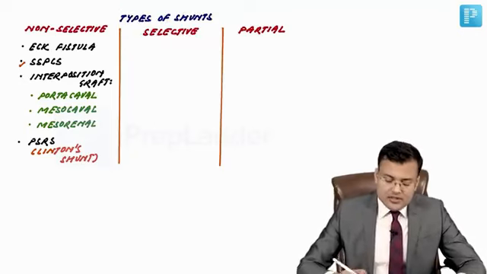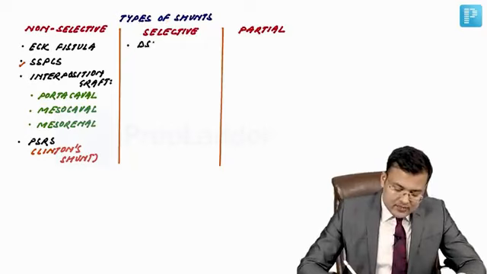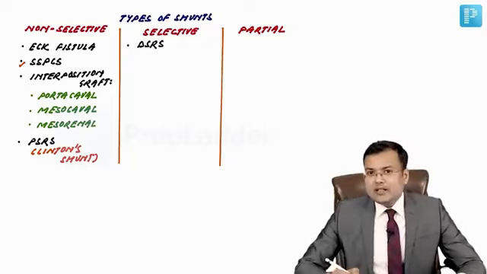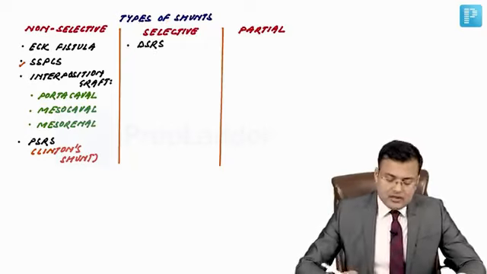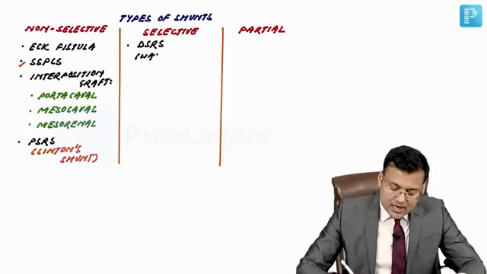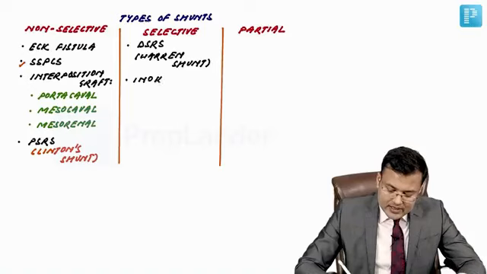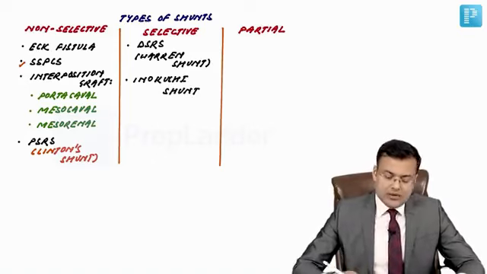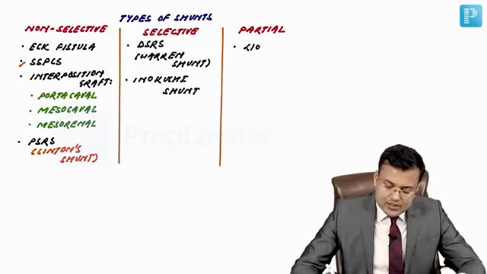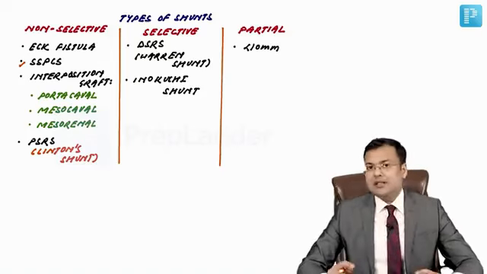What is a selective shunt? This is DSRS, full form distal splenorenal shunt, and who made it for the first time? Warren. That's why it is also known as the Warren shunt. And the second type is the Inokuchi shunt. Simple. And partial shunt, whenever the diameter of the shunt is less than 10 mm. These are the types of shunt.